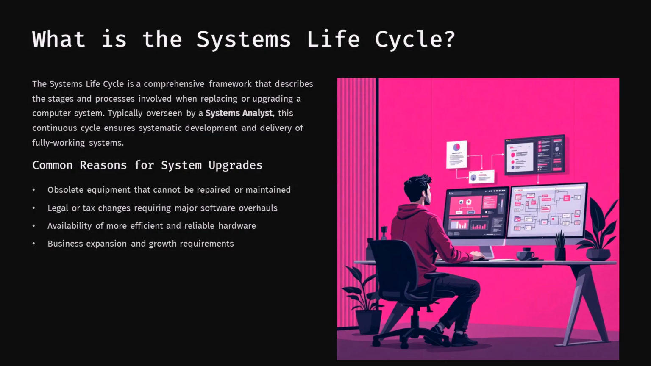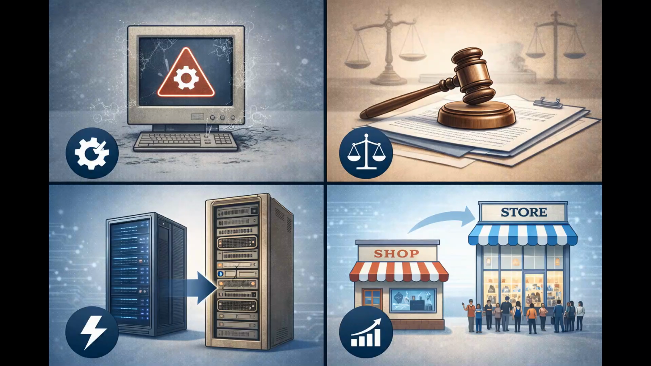Second, legal or tax changes. When governments change tax laws or introduce new regulations, companies often need major software overhauls to comply. Third, more efficient and reliable hardware becomes available. Remember, technology tends to advance rapidly, and the newer systems can do the job better, faster, and more reliably.